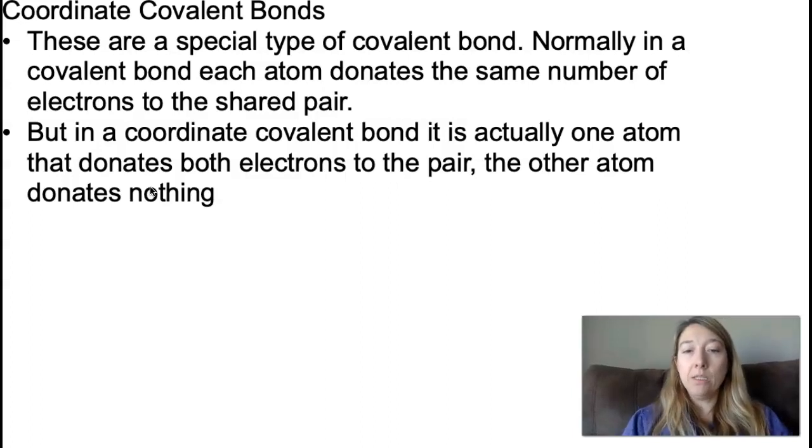But in some cases, what winds up happening is one atom donates both electrons to the pair. So instead of it being this atom has its unpaired and the other atom has its unpaired, instead what happens is one atom with a lone pair, which normally doesn't participate in bonding, winds up turning that lone pair into a shared pair, okay? So it doesn't change your diagram, how you go about doing it.